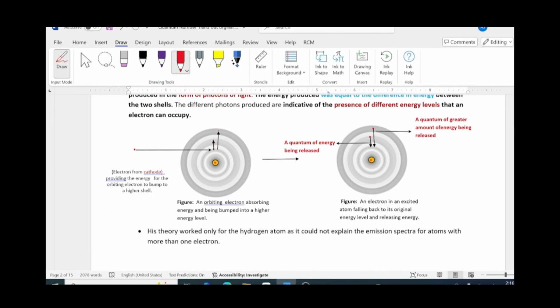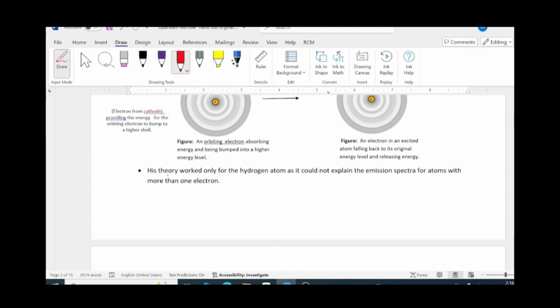You have a central atom here, and electrons are going around these in circular orbits like the way the planets are orbiting the sun. All right? Of course, Bohr was awarded the Nobel Prize for his work, but there are some deficiencies in his model. The model proposed by Bohr only worked for the hydrogen atom, as it could not explain the emission spectra for atoms with more than one electron.